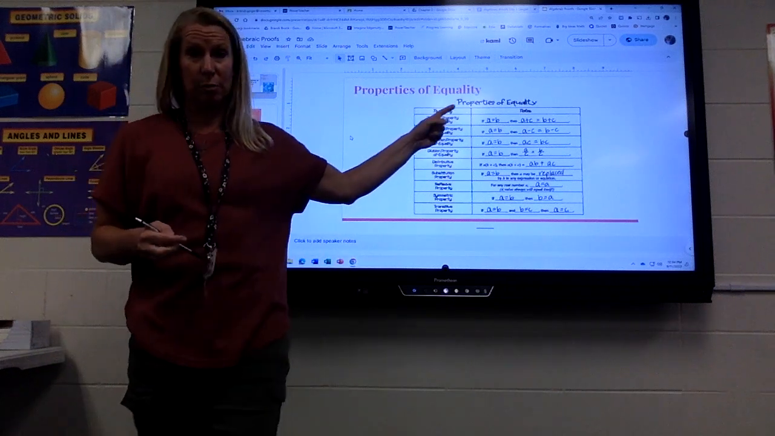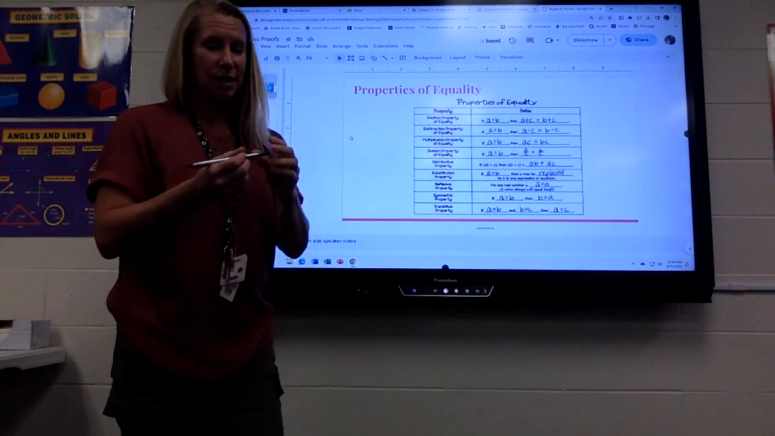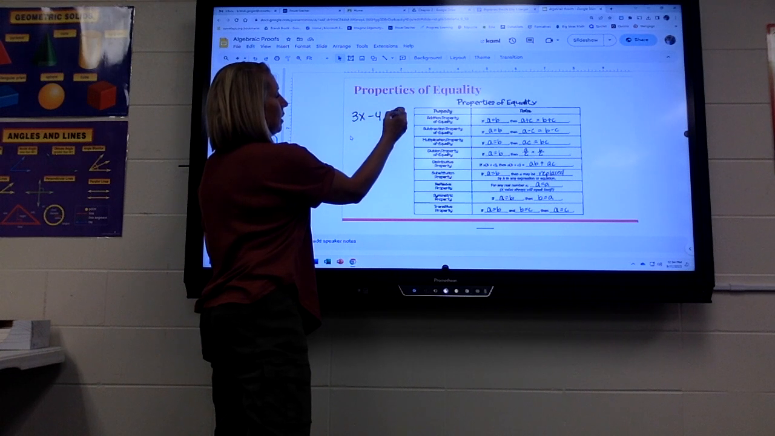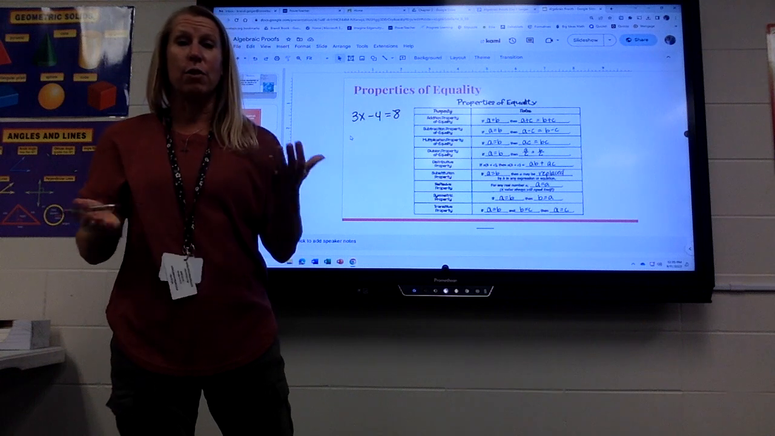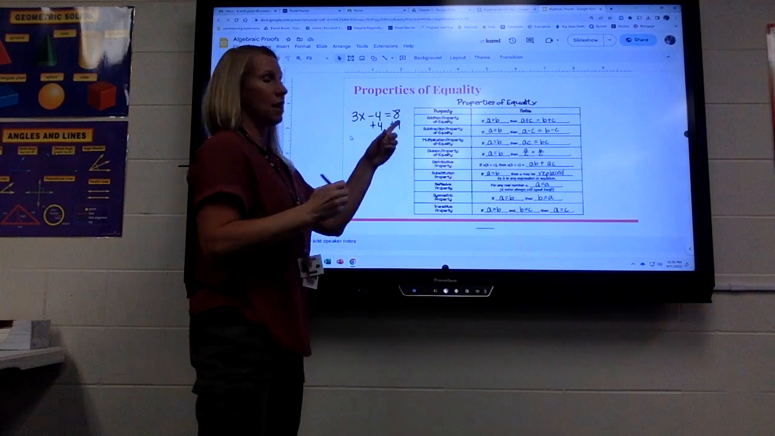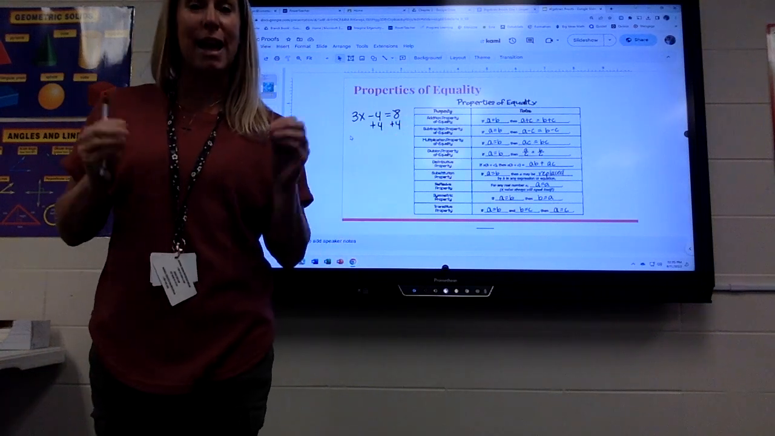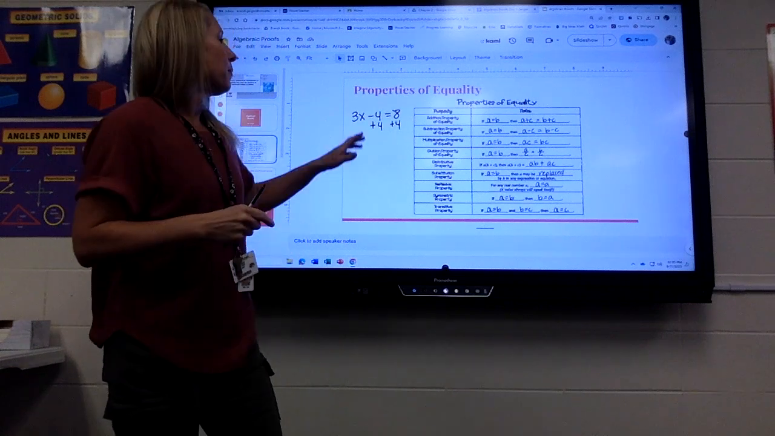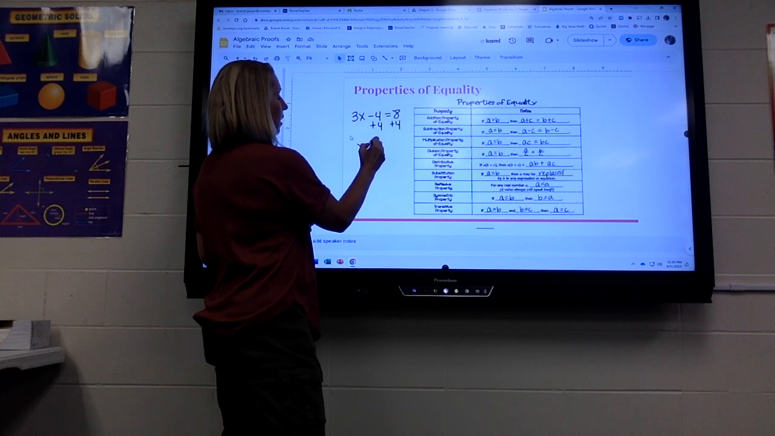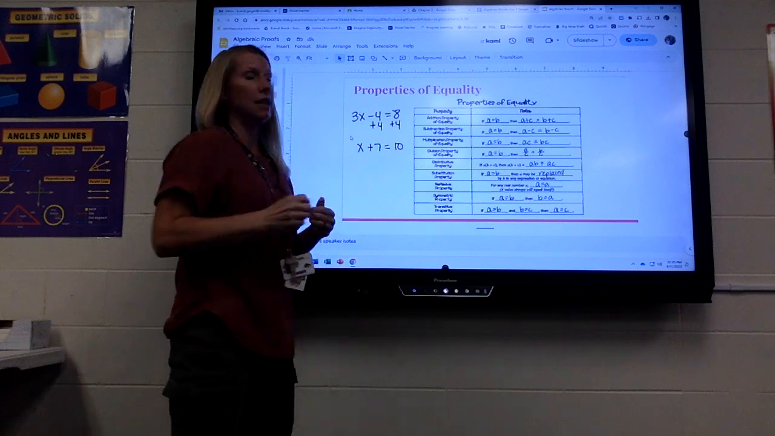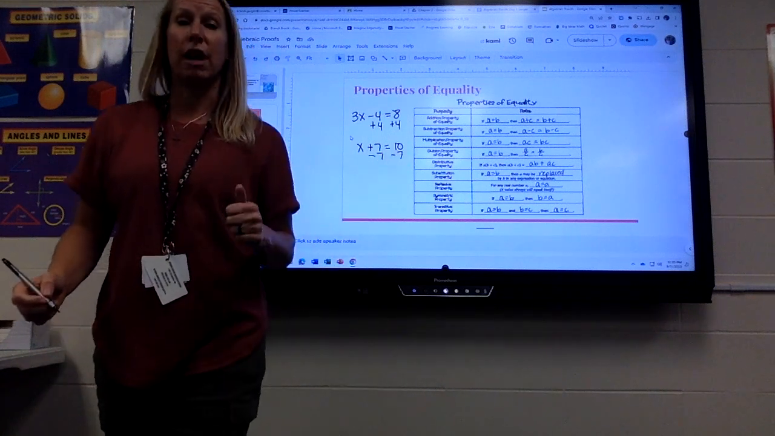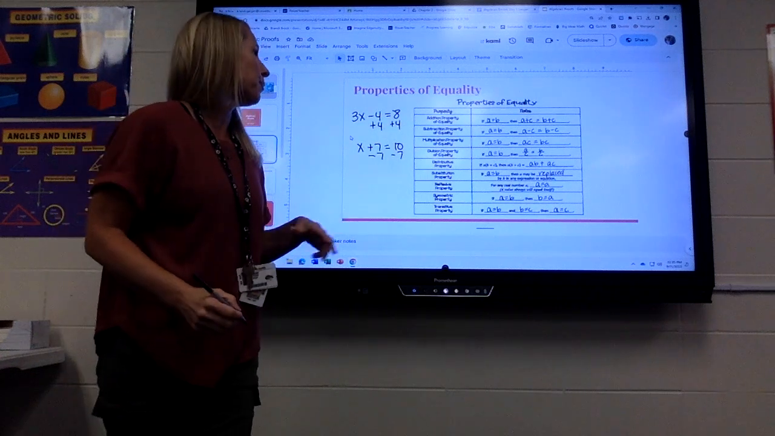First of all is the addition property. You probably already know this because if you have an equation, 3x minus 4 equals 8, to solve that, you would plus 4 on each side. That's the addition property when you're just adding a number to each side. Subtraction property is when you subtract on each side. So if I had x plus 7 equals 10, to solve that, I would minus 7 on both sides. That is called the subtraction property when you subtract on both sides.